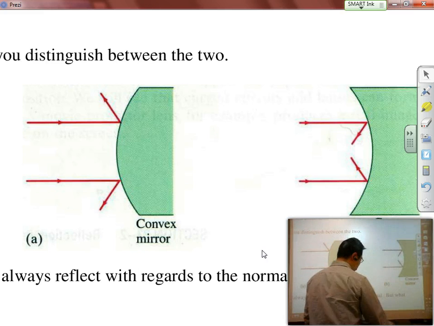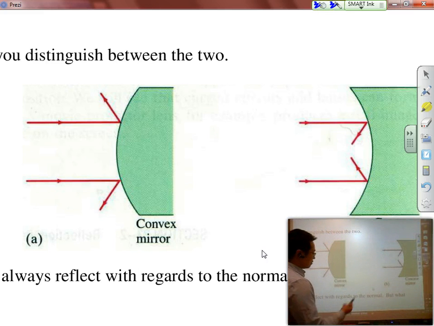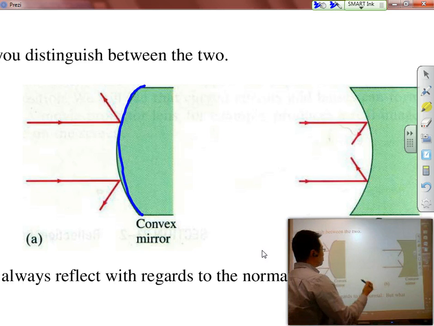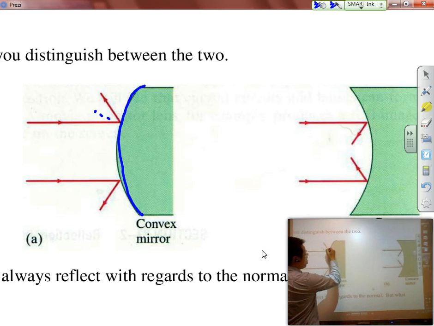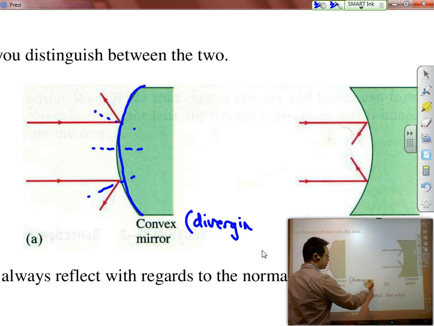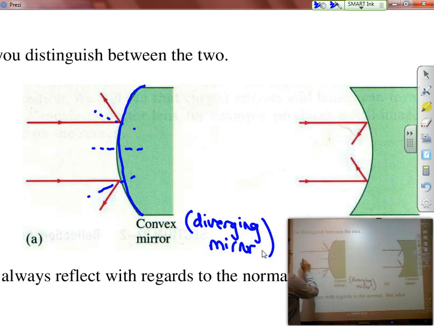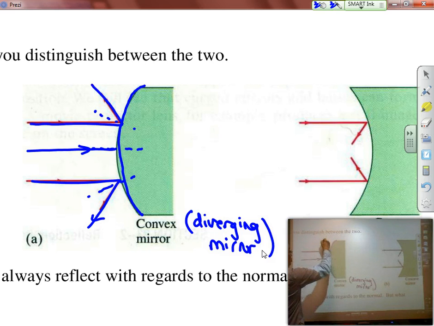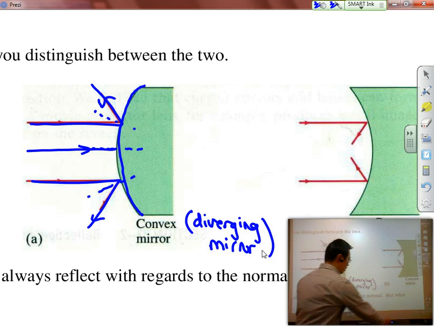If you take a look at the picture in your packet, a convex mirror always has a curved surface outward. It bulges outward, but because it bulges outward and the way that the normal lines are set up, it's also called a diverging mirror, meaning that as the light rays strike the mirror, they diverge in different directions when they reflect.